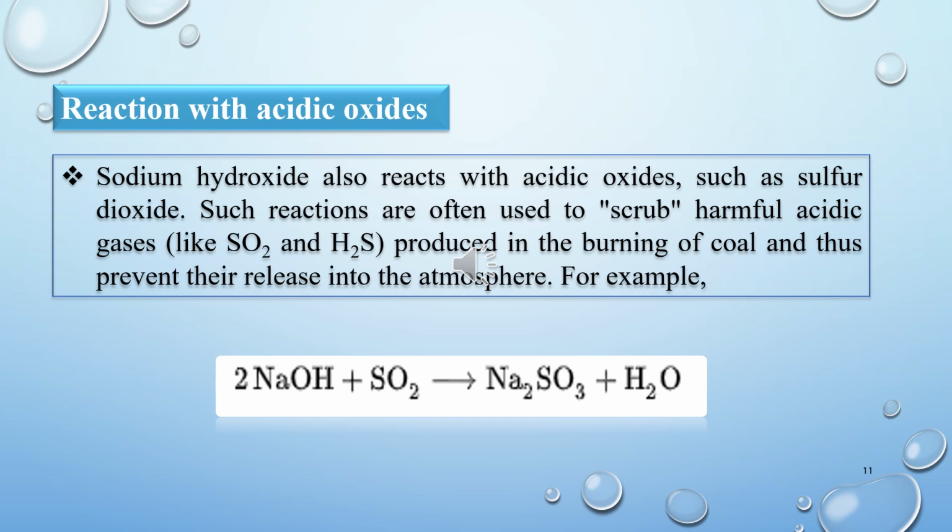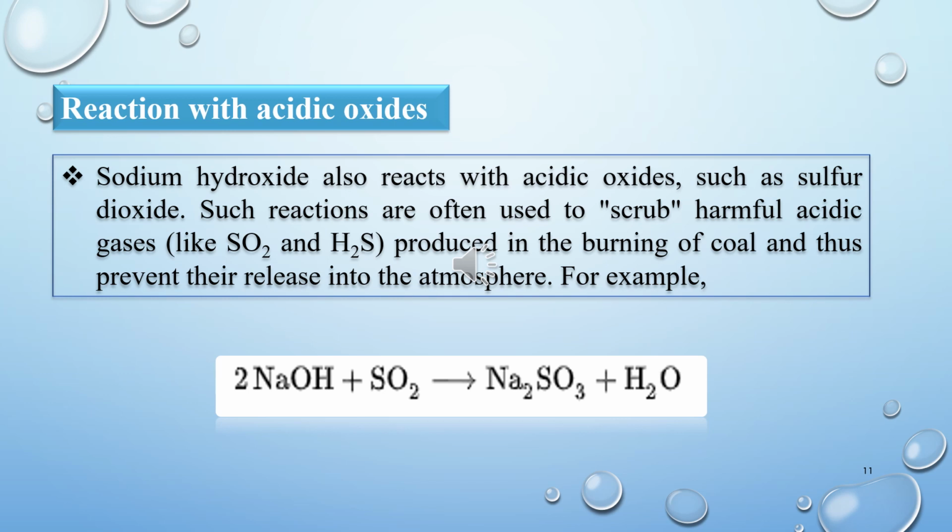Now, the reaction of sodium hydroxide with acidic oxides. Earlier, we discussed the reaction of sodium hydroxide with acids, in which salt and water were formed. Now, the reaction of sodium hydroxide with acidic oxides. Sodium hydroxide also reacts with acidic oxides such as sulfur dioxide, which is an acidic oxide.